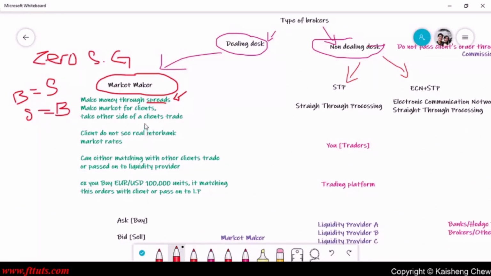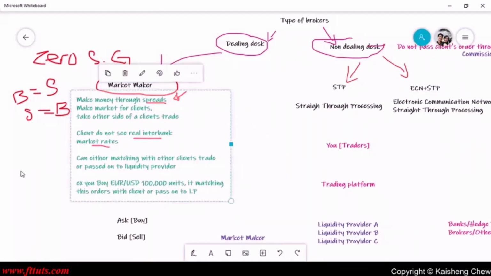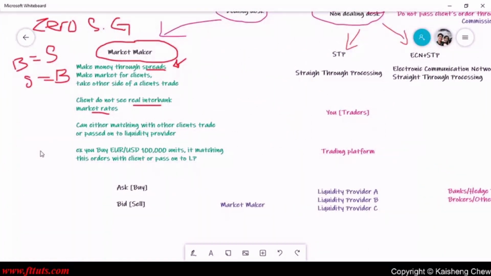Because of the price I explained in the previous video, you can see the marked-up price already, so you don't see the real interbank market rates if you are using a market maker. You see a price already marked up from the real price, so it will be slightly more expensive than the real market. So if you want to buy, they will take your order, they will absorb it by themselves, or they will just pass it on to another client.